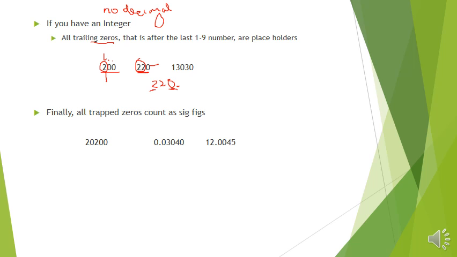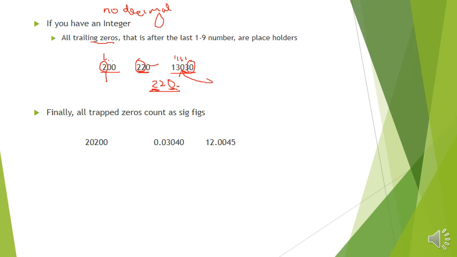And therefore this would be your first number, and every number after that would count. This number here, this 0 doesn't count, and so it would have 1, 2, 3, 4. Now this 0 here does count. That's called a trap zero, and it's actually a counting number.